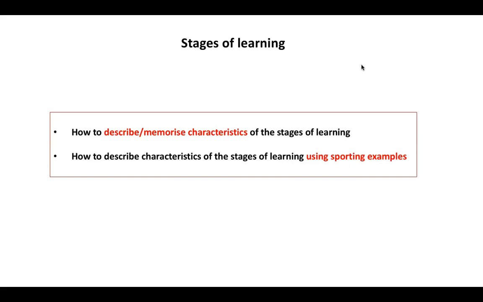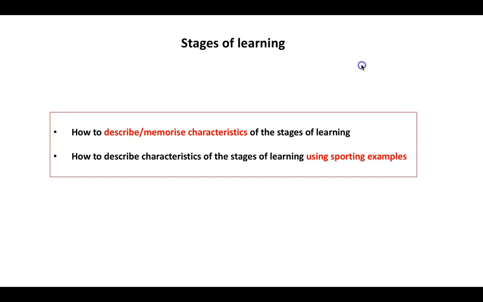So those stages, the cognitive stage, the associative stage, and the autonomous stage, have characteristics within them that we must know. We must know these characteristics. And not only that, this is really important when it comes to skill acquisition, that every single characteristic we mention in each of the stages, we need to be able to use a sporting example. So we need to be able to describe the characteristics of the stages of learning using a sporting example.